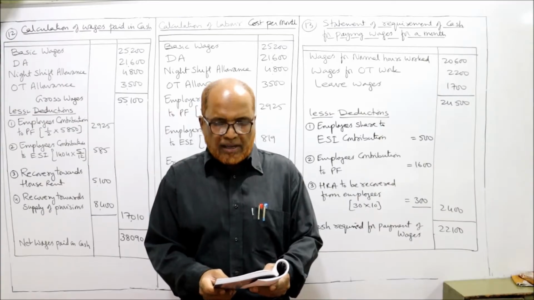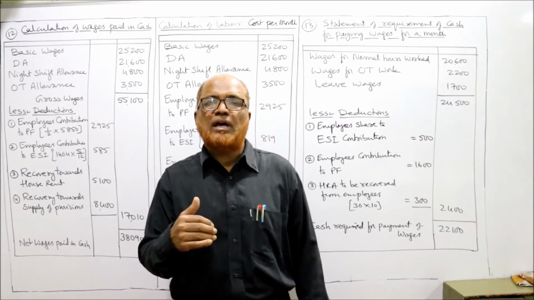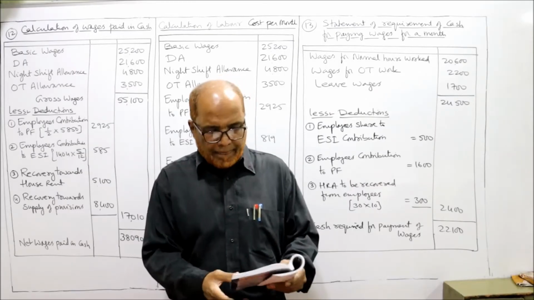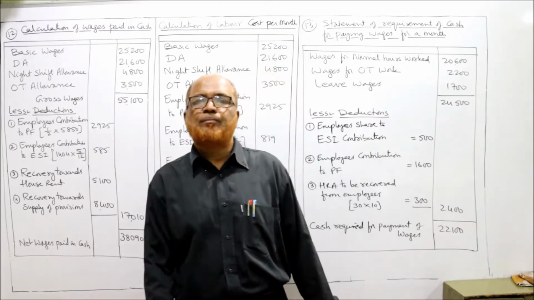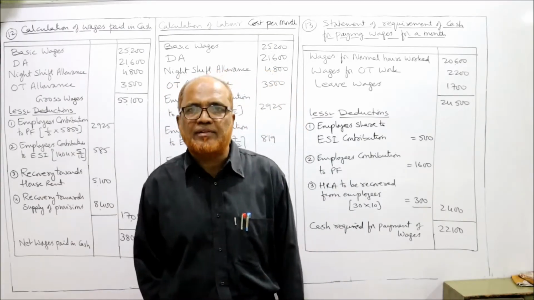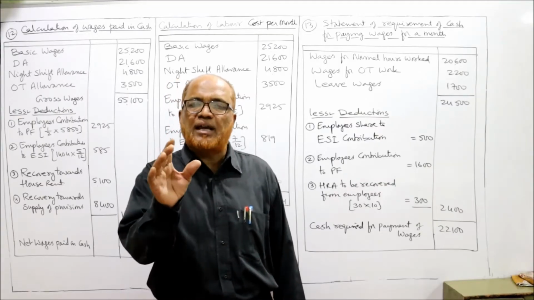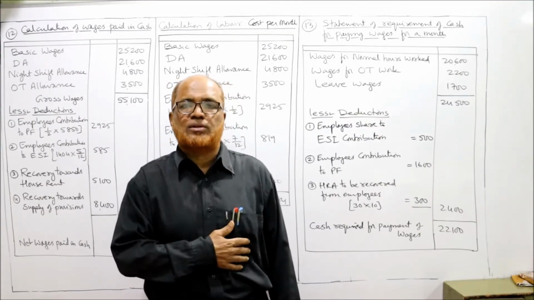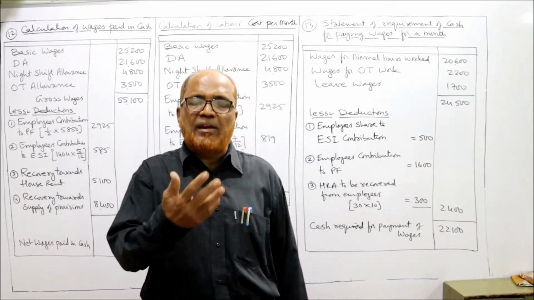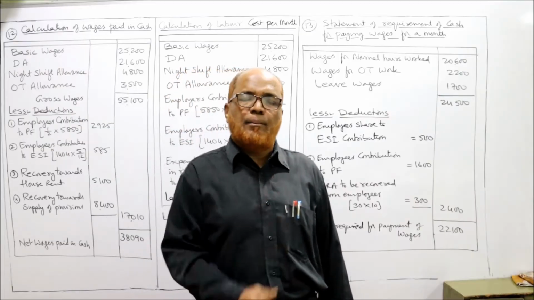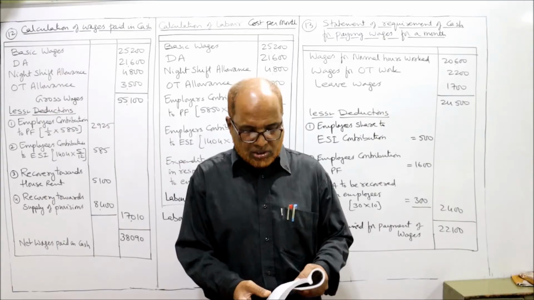And recovery towards supply of provision, this again will be deducted. Recovery of the amount of provision supplied by the employer. Expenditure incurred in respect of amenities to staff. Amenities means fringe benefits, non-monetary benefits given to the employees. This will be taken in the calculation of labor cost, because this is not an amount paid in cash to the employees, it's a non-cash benefit given by the employer to the employees. So it will come under labor cost.